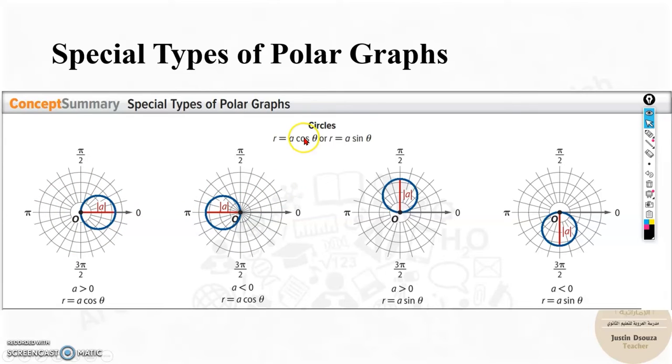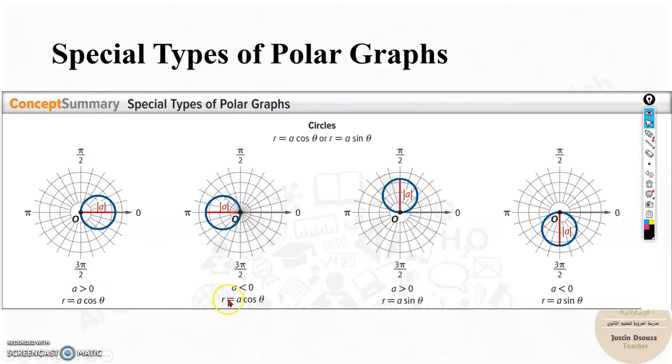So first is circles, basic circles. But look over here, when you have an equation like r equals a cos theta or r equals a sine theta, if you graph this, then you will come across a circle graph. Now, what is the difference over here? There are four types of circles. One is at the right side, one is at the left, up and down.